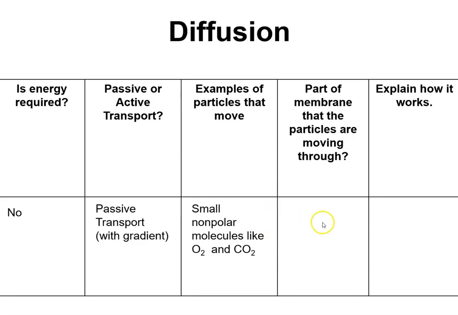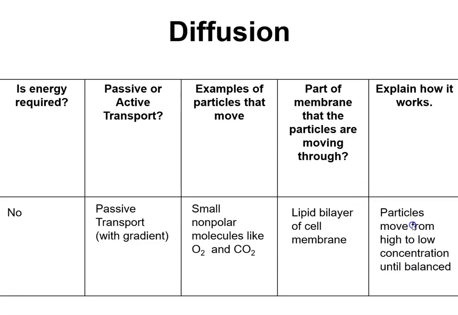The part of the cell that's involved is that lipid bilayer. It can just go through that cell membrane, that lipid bilayer. And the way it works is particles are moving from that high to low concentration, and they'll do this until it balances out. Anytime you need to pause this video and write this stuff down, you're welcome to pause.